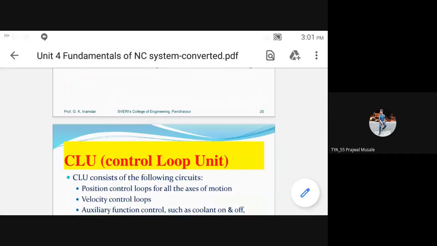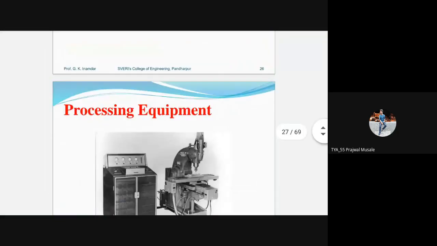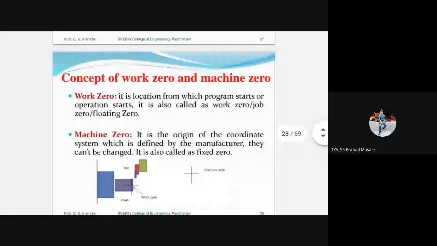So after the machine control unit, we have last studied the processing equipment. Now the second topic is the concept of work zero and machine zero. It is very simple. Here we have to start our manufacturing according to the different programs, different numerical programs, different tape readers and different codes.